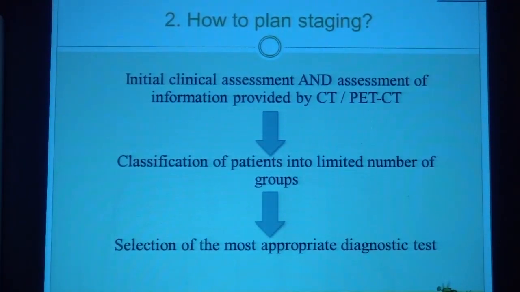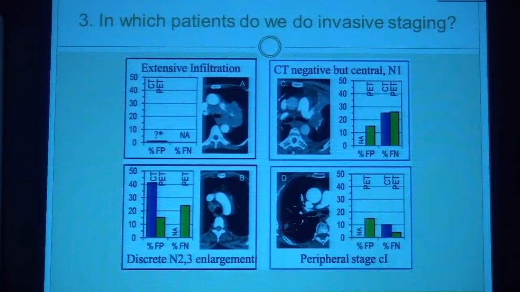How to plan staging? Initially, we do non-invasive procedures like CT and PET-CT. According to that, we classify patients in several groups. I'll show them later, and after that, we select the most appropriate diagnostic tests. So, in which patients do we do the invasive staging?